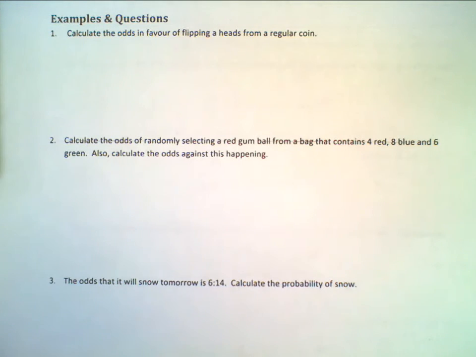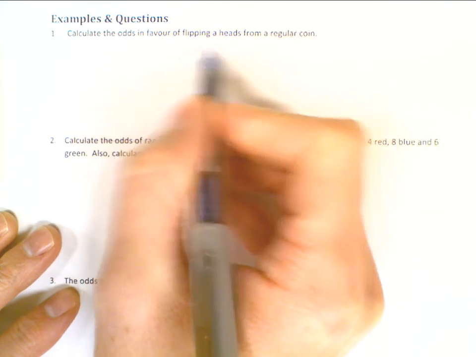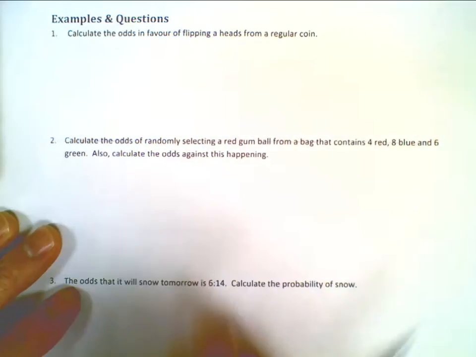Okay, I just wanted to do a couple quick examples for you about odds and probability. So we started this lesson yesterday, and what we're going to do now is just look at a couple of the examples before you finish the problems related to this. So one of the big things here, and we did this example yesterday, is calculating the odds in favor of flipping heads from a regular coin.